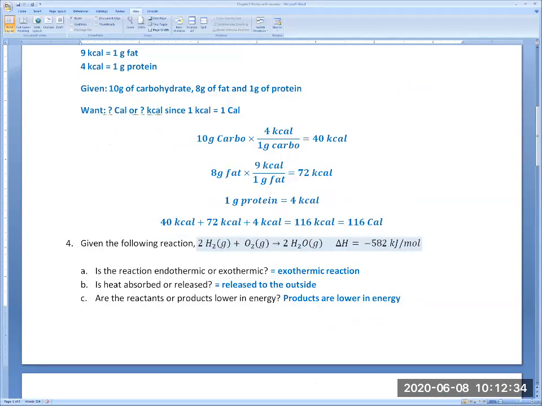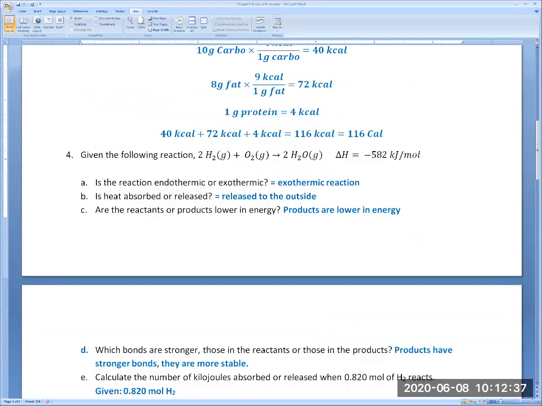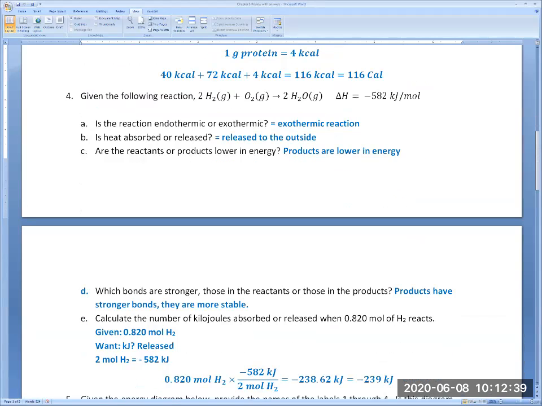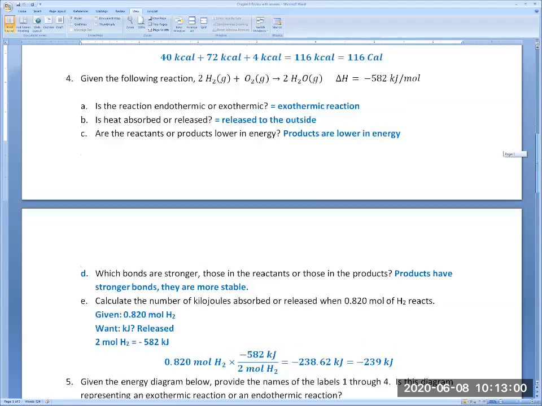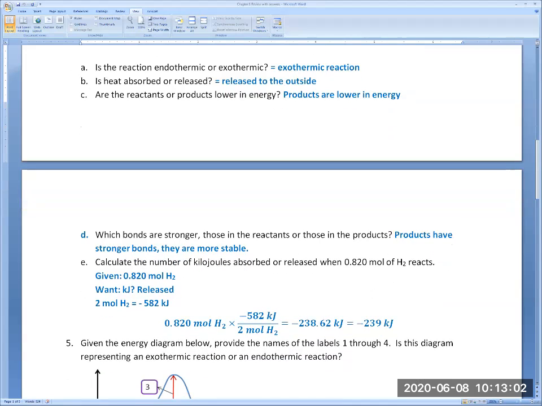We learned to recognize exothermic and endothermic reactions given the enthalpy change, or the heat of reaction, which is the delta H value. When delta H is negative, you have an exothermic reaction, which means heat is released to the outside. Products are lower in energy, and that means they are more stable and have stronger bonds. So in chemistry, whenever you have a stronger, more stable molecule, it will have a lower amount of energy.